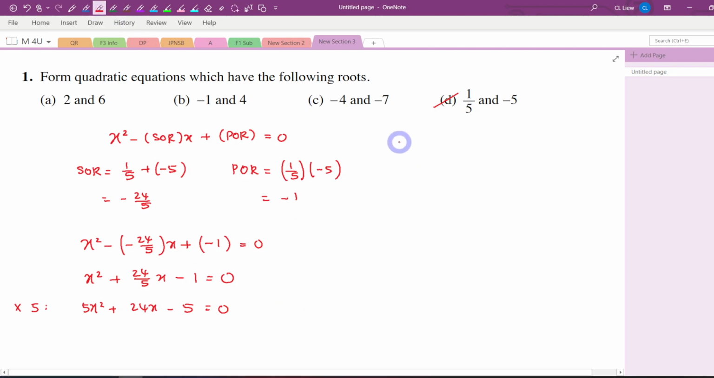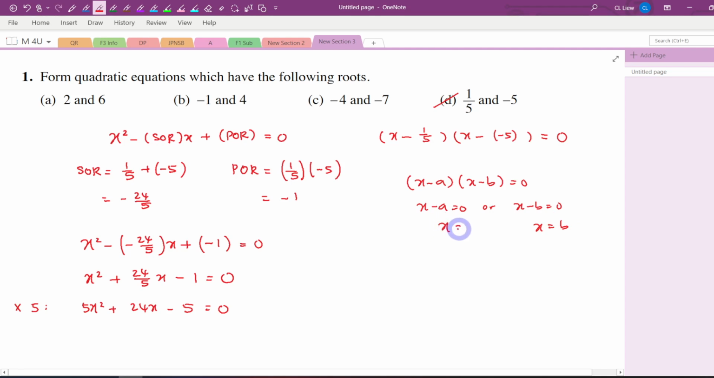Second method. Write 2 parentheses and then equal 0. So x minus 1 over 5 and x minus negative 5, minus the root. Remember, let's say x minus a times x minus b is equal to 0. What are the roots? x minus a is equal to 0 or x minus b is equal to 0. We know that one root is equal to b and the other root is equal to a, right?